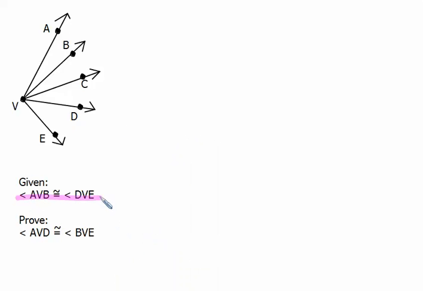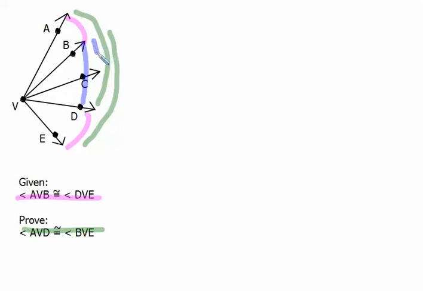Okay, so in this proof, we're given that angle AVB and angle DVE are congruent. We want to prove then that angle AVD is going to end up being congruent to angle BVE. Well, the key to this problem is that both of those angles overlap at BVD.